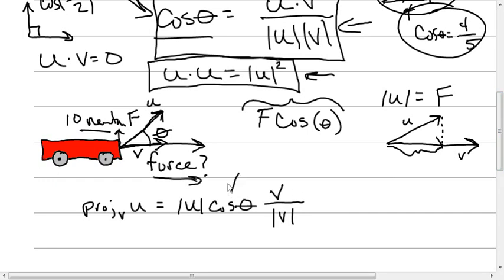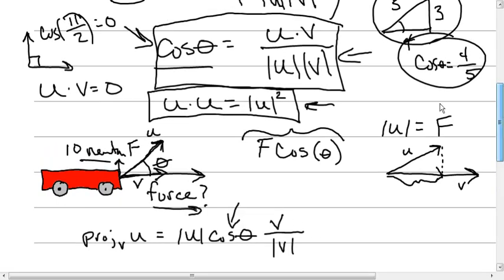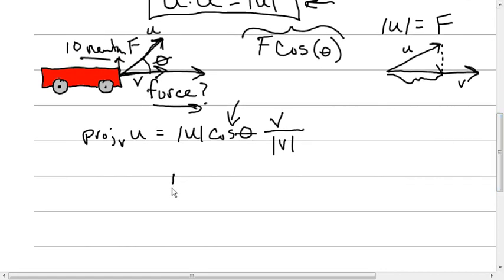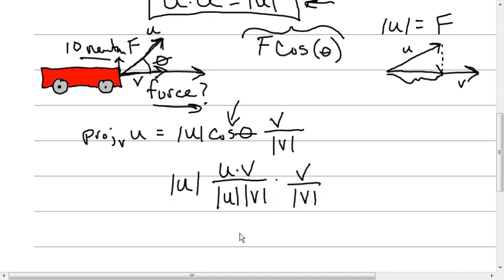But we still got this unfortunate cosine of theta. But wait a minute, if we go back up here, we know what the cosine of theta is equal to. It's just u dot v over the magnitude of u times the magnitude of v. So let's substitute that in. So we get the magnitude of u times u dot v over the magnitude of u times the magnitude of v, times v divided by the magnitude of v.